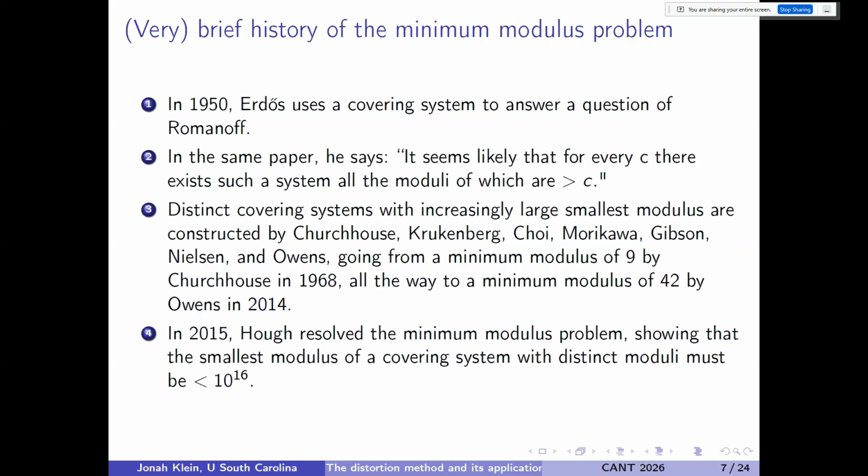And in fact, Erdős was wrong. In 2015, Hough resolved the minimum modulus problem, showing that the smallest modulus of a covering system with distinct moduli is always at most 10 to the 16. This is our starting point.